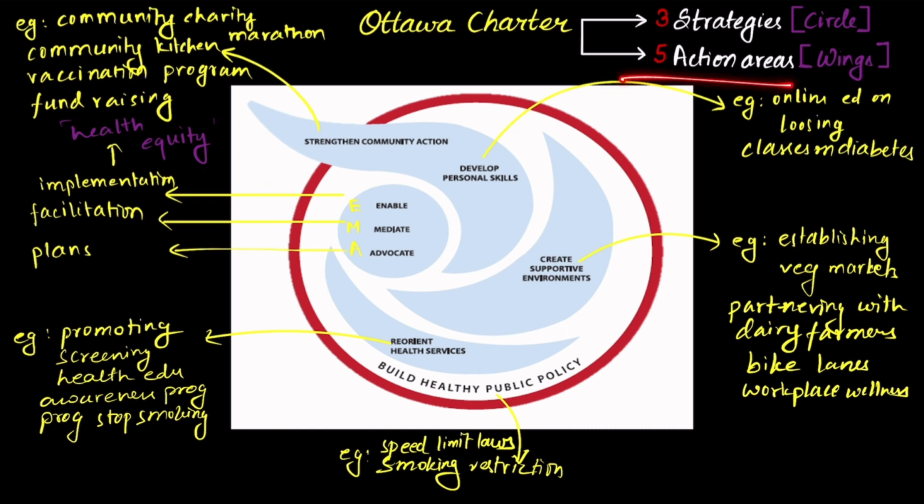Then there are your five action areas. Strengthen community action, like community charity runs or a community kitchen. Develop personal skills, like proper ways of washing your hands with soap and water, online education on losing weight, classes on diabetes. Create supportive environments, like establishing a vegetable market within the community that supplies organic vegetables. Making laws, or making workplace laws in order to make the workplace more safe and secure. Making bike lanes for the safety of people who ride bikes.